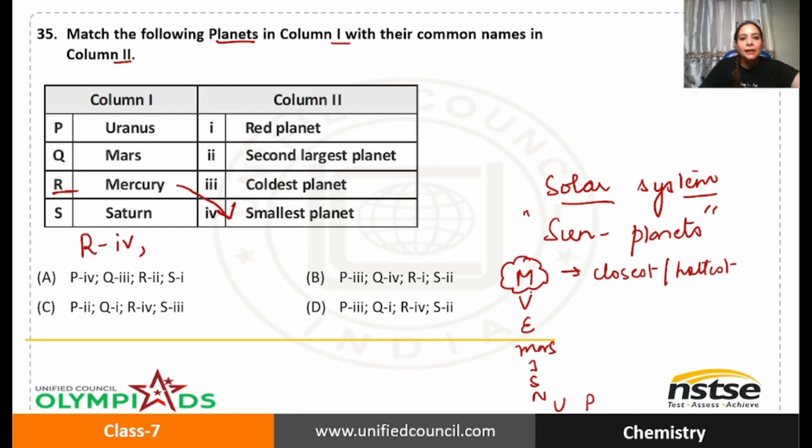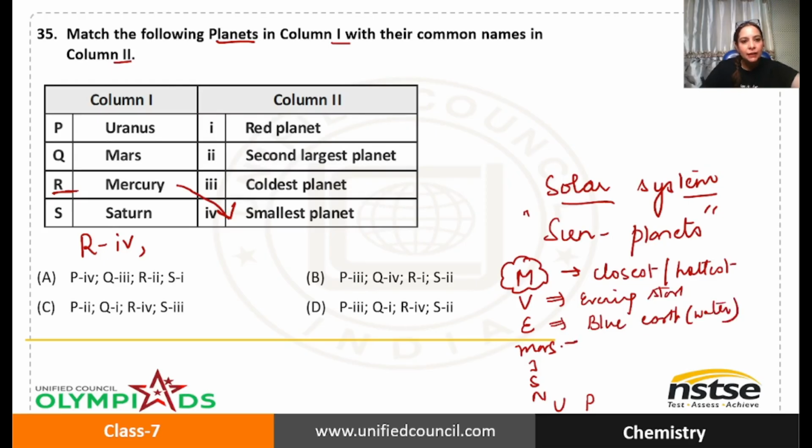Okay, then comes Venus. Venus is called an evening star. The most common characteristic is that it's an evening star. Earth, we know, is a blue planet because all over it is covered with water.